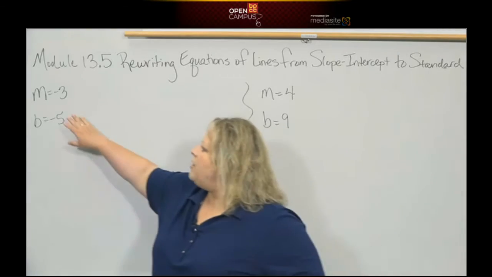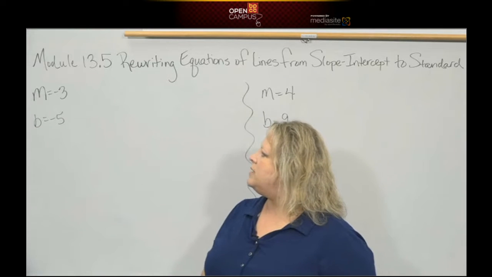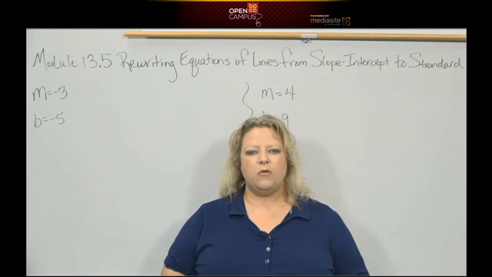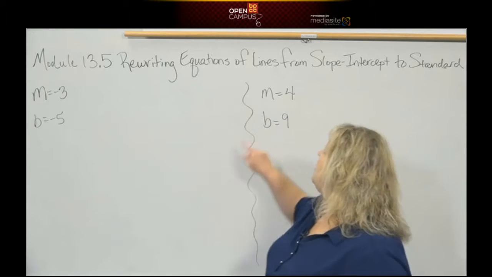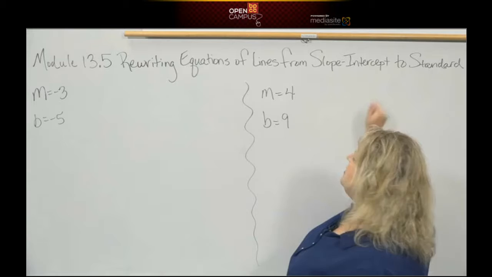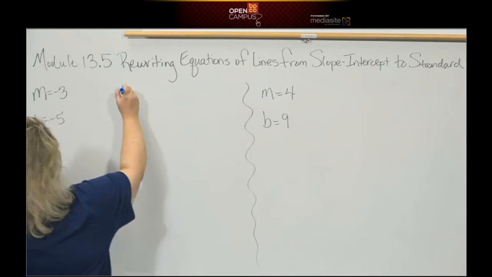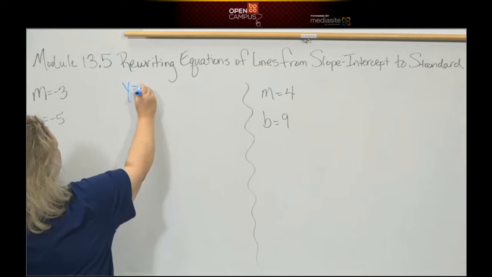All right, so here I'm giving you m is equal to -3, b is equal to -5. So we want to take these equations and do exactly what it says up here. Go from slope-intercept to standard form. So first let's rewrite our forms. We have slope-intercept, which is y equals mx plus b.